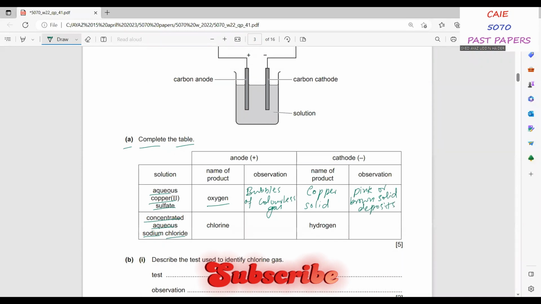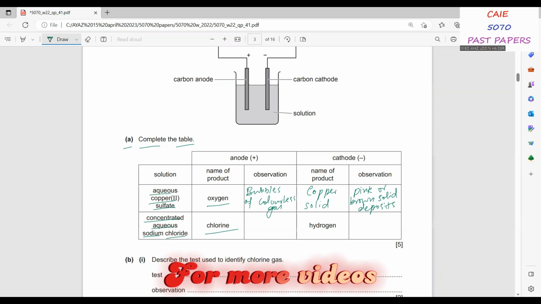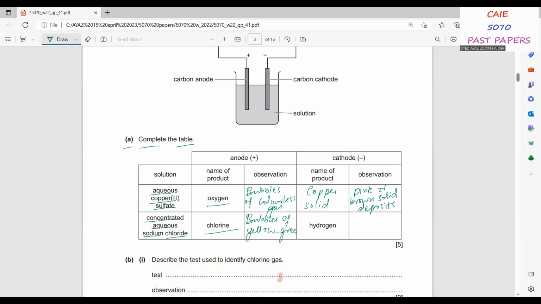For aqueous sodium chloride, at the anode, the product is chlorine. The observation will be bubbles of yellow-green gas. At the cathode, hydrogen will be produced and the observation for this gas will be bubbles of colorless gas.